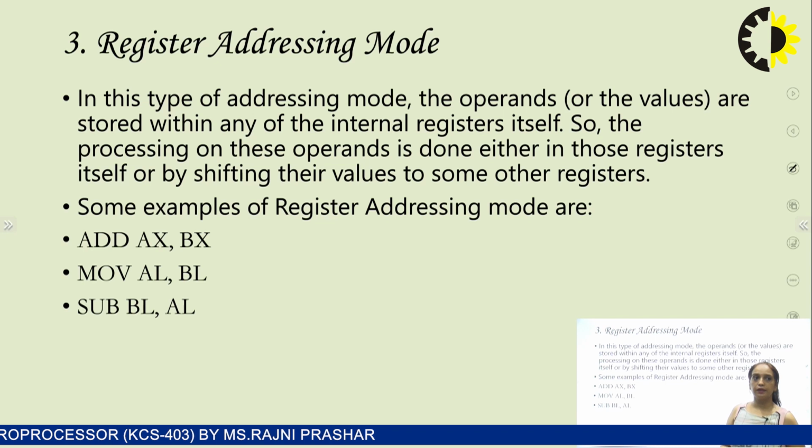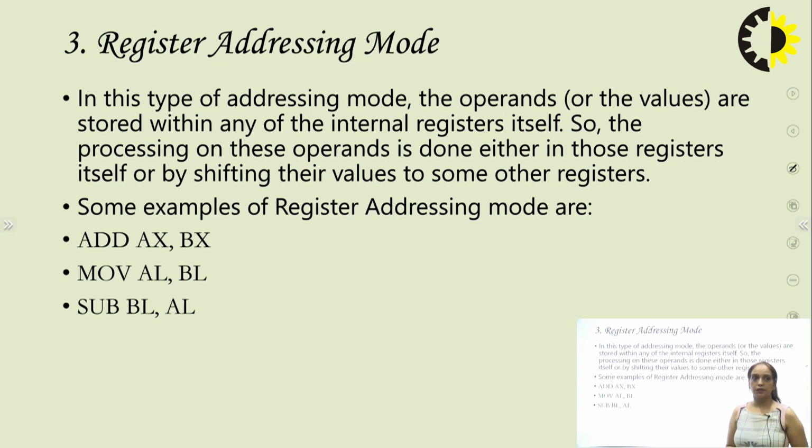Then we have register addressing mode. In this type of addressing mode, the operands are stored within any of the internal registers itself. The processing of these operands is done either in those registers itself or by shifting their value to another register. For example, ADD AX, BX: whatever data is present in BX will be added to AX and your result will be updated in AX. So the new AX will be AX plus BX.